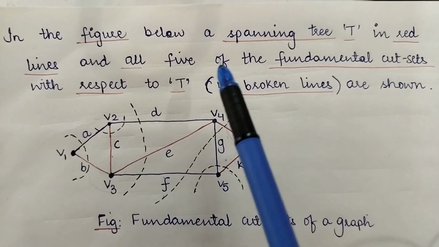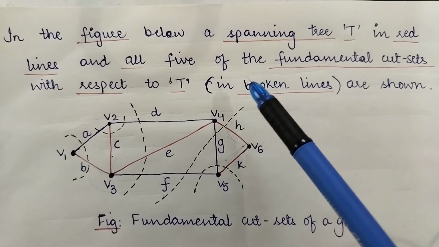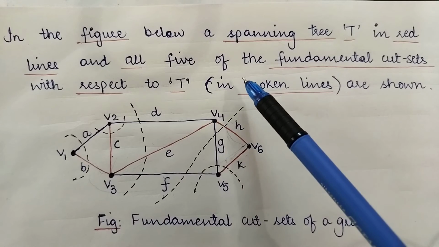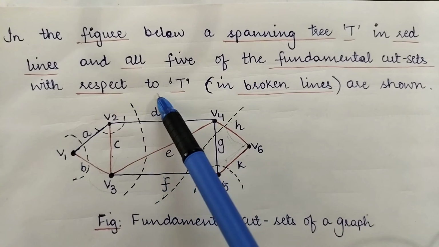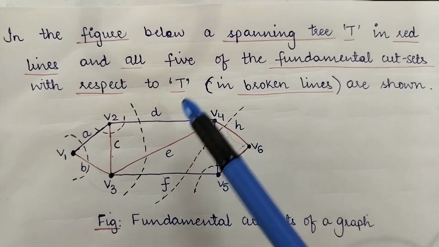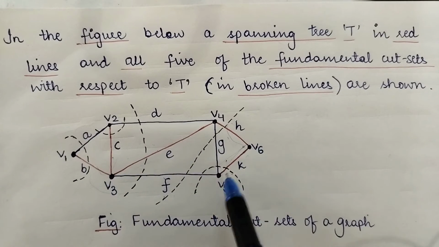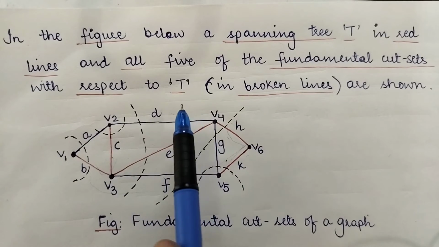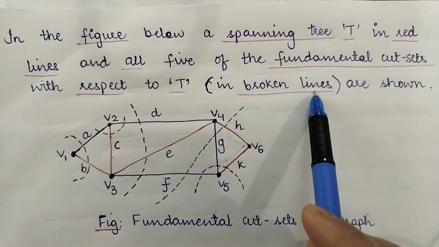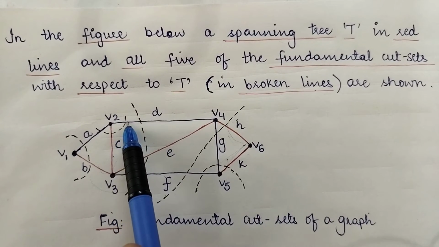So obviously if I say 5 fundamental cut sets, or 4 fundamental cut sets, or whatever the number of fundamental cut sets may be, they'll all be with respect to a particular spanning tree T. Just like the spanning tree here is represented in red lines, the cut sets are represented in the broken lines, right? These dashed lines or broken lines represent the cut sets.